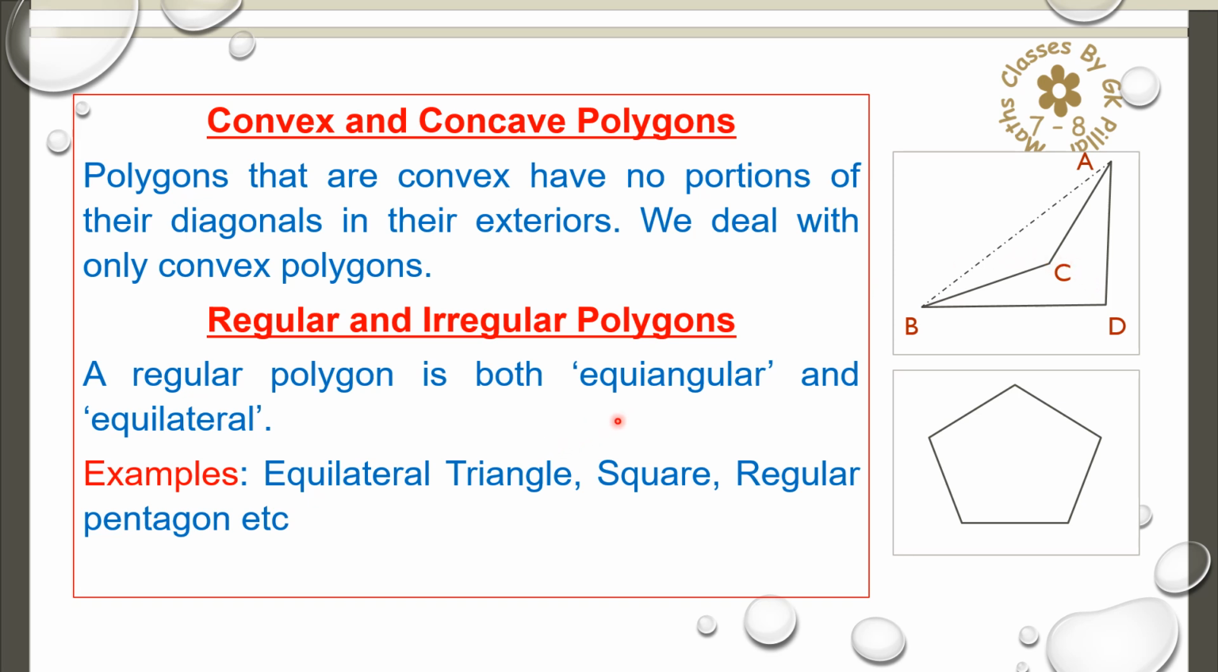Now regular and irregular polygons. A regular polygon is both equiangular and equilateral. Equilateral means all the sides are equal. Equiangular means all the angles are equal. The examples of regular polygons are equilateral triangle, square, regular pentagon, etc. These are all regular polygons. If the sides are not equal, naturally the angles will not be equal, then they are not regular polygons, they are irregular polygons.